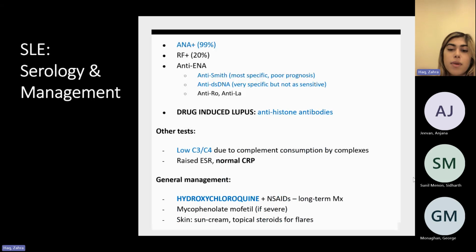In terms of general management, we'd want to be giving hydroxychloroquine and NSAIDs. Mycophenolate can also be used, but this is for severe and refractory cases. For the skin and the rashes, we'd give sun cream and topical steroids for flare-ups. Now, for hydroxychloroquine, there is a side effect to be aware of, and that is induced retinopathy. That is another very severe side effect, and patients should undergo eye checks for that as well.